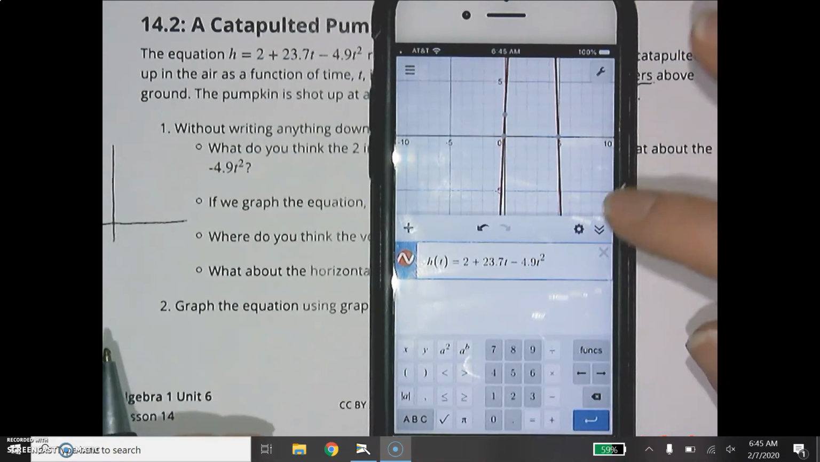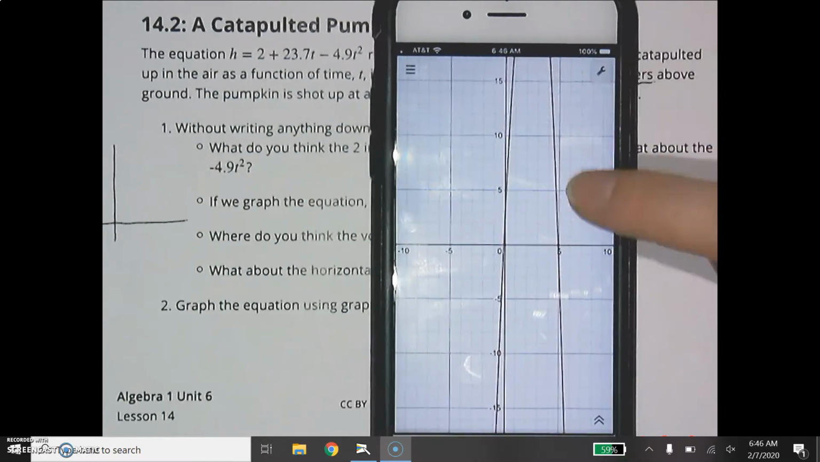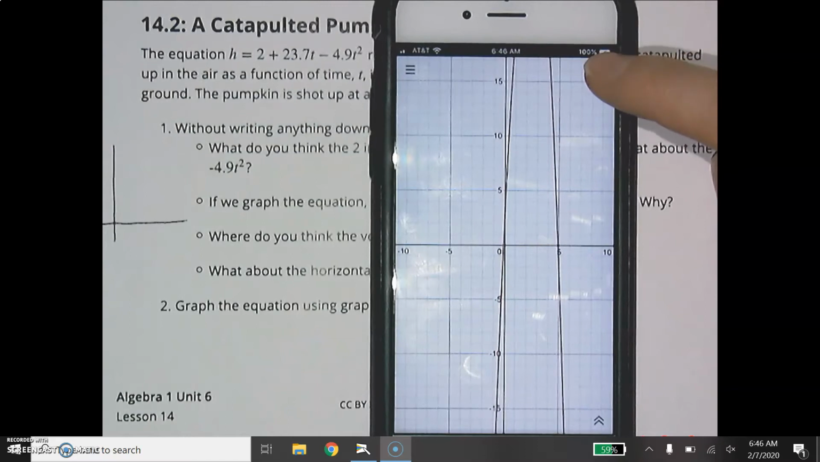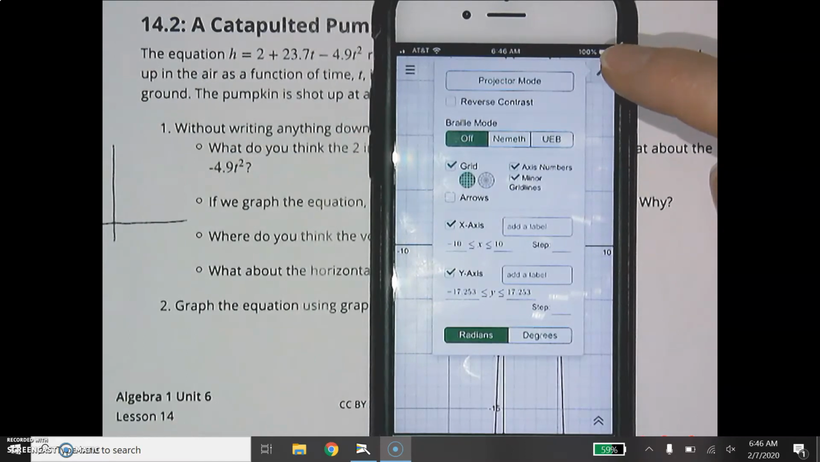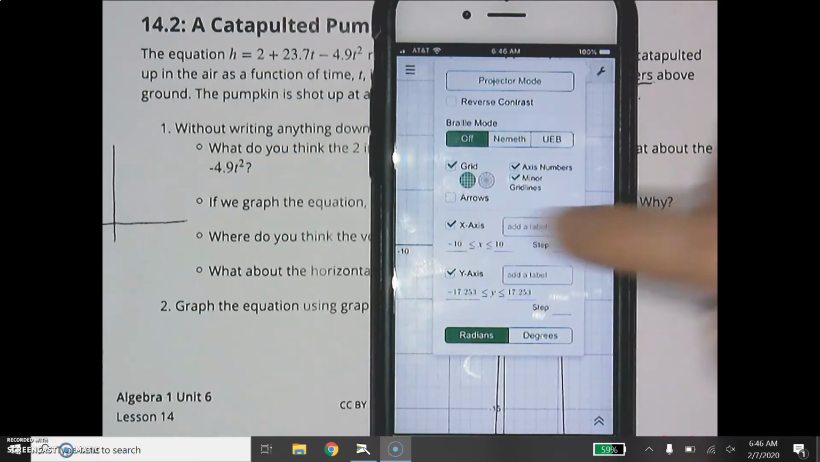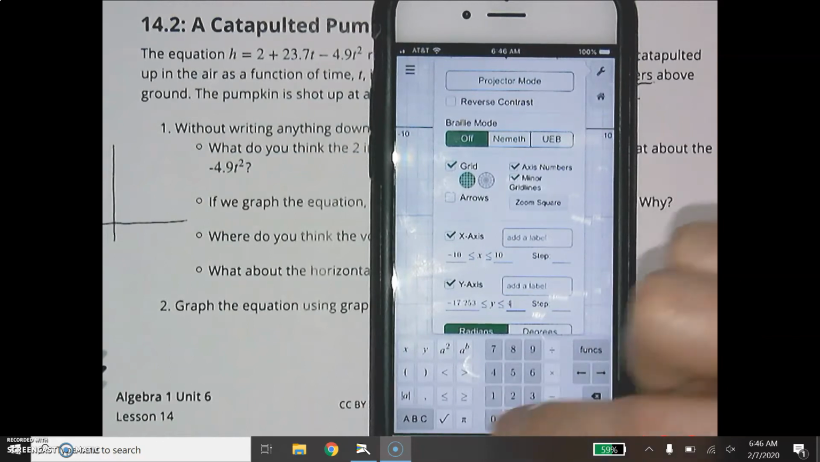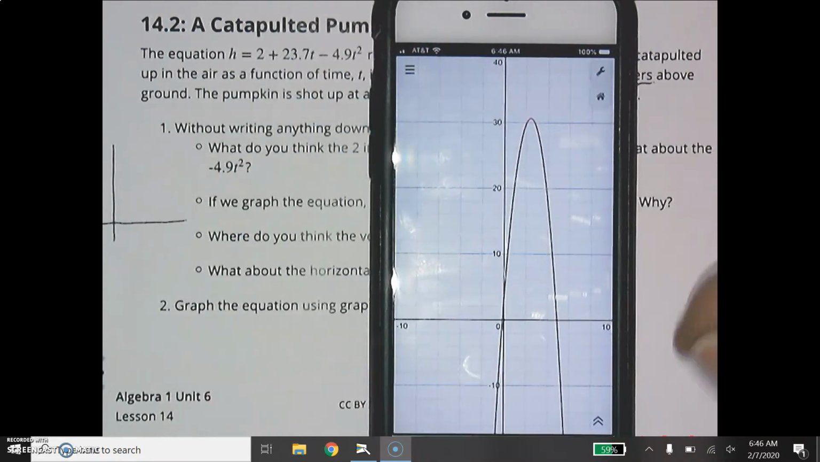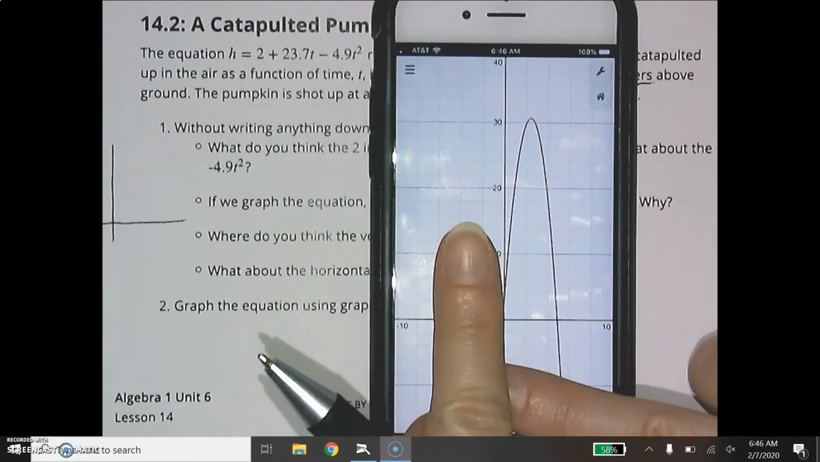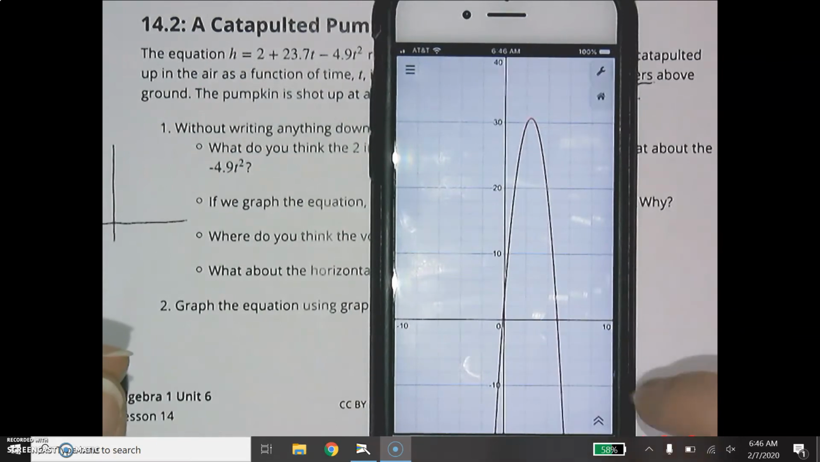So I have this typed in here. We can't quite see everything, so instead of just moving it around, let's change our window here. Okay, so we're good on the x's. Let's change the y's so that we can see a little bit higher. So there we go. Now we can see everything. We can actually see more than we need, because we don't need the negatives anywhere here, because that doesn't make sense in this situation.